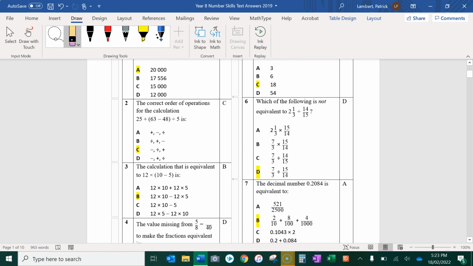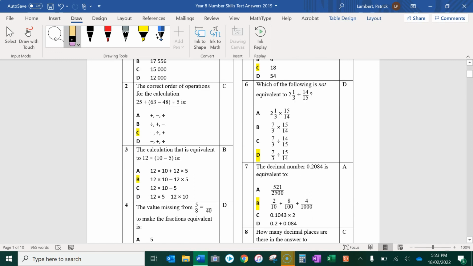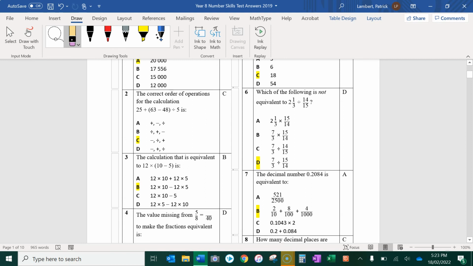Which of the following is not equivalent? Okay, not equivalent to 2 1/3 divided by 14 over 15. Now that would be 15 over 14. So 2 1/3 is equivalent to that. B is equivalent to that because you've just multiplied that out. C is also equivalent to that. The only one that's not equivalent is this one, because it's slightly different here. So there you go, that one there is not equivalent.